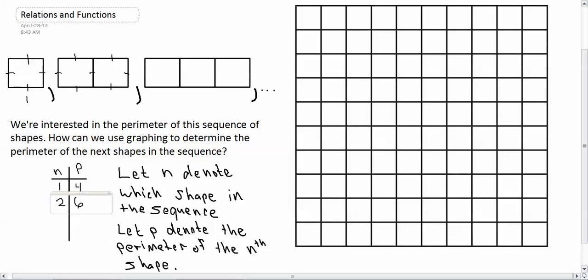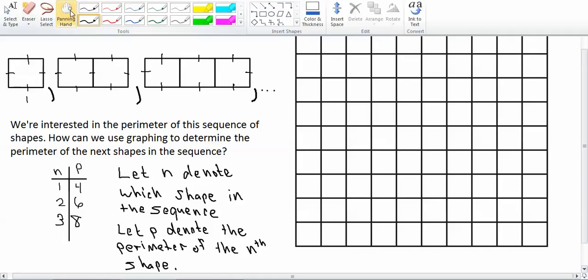So what we find for our third shape is 8. So 1, 2, 3, 4, 5, 6, 7, 8. So what we want to do now is graph each one of these pairs of numbers as ordered pairs. So let's take a look at how we can do this.